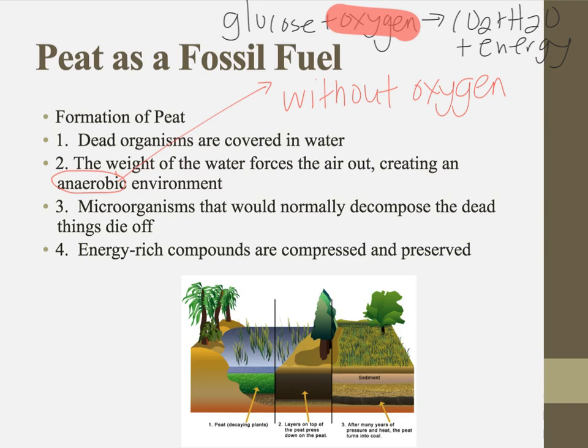And stuff that would normally decompose, instead we're left with these energy-rich compounds. Again, because that glucose that's found in those dead bodies hasn't been decayed yet. It's still there. It still contains that energy. And it gets compressed and preserved. And over time, we start to get this stuff known as peat.